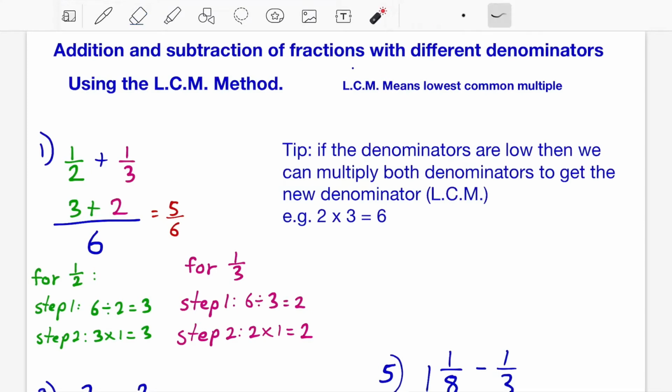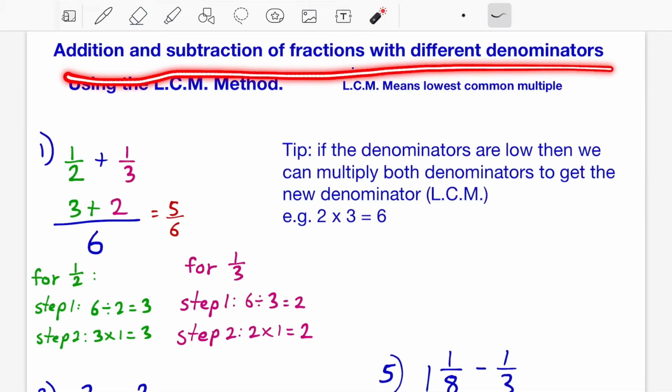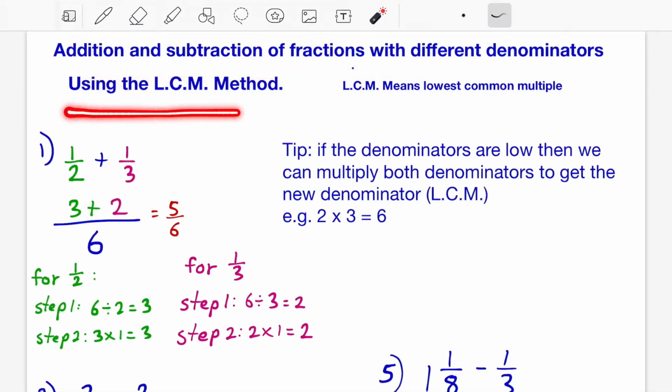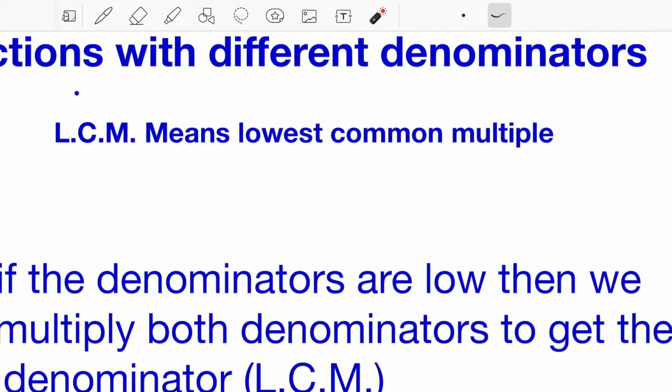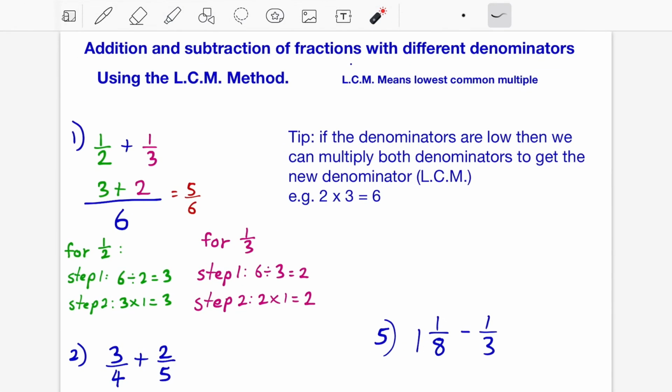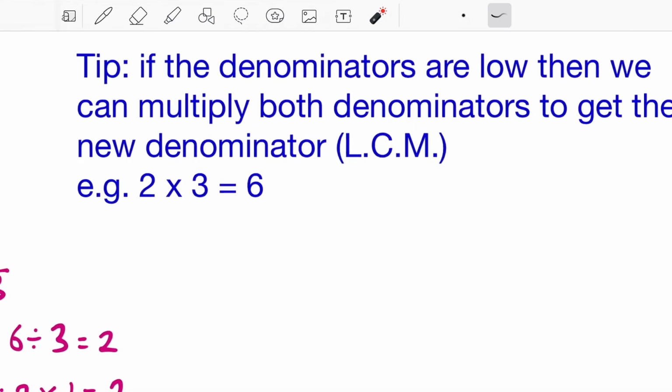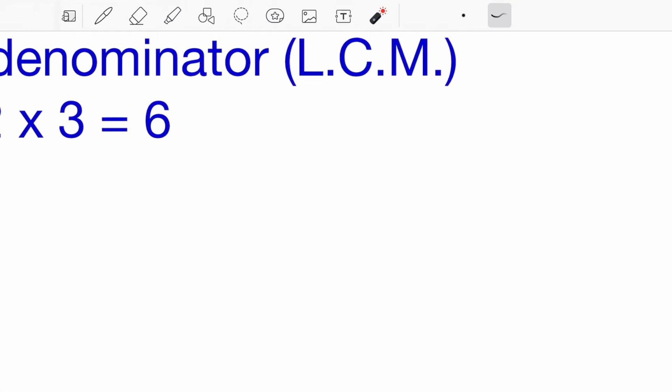Addition and subtraction of fractions with different denominators using the LCM method. What is LCM? LCM simply means lowest common multiple. So you can feel free to look at our video on multiples. Let's briefly revise multiples.